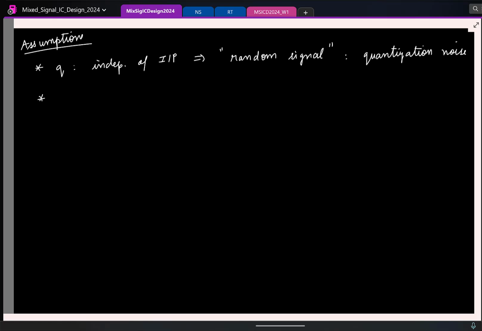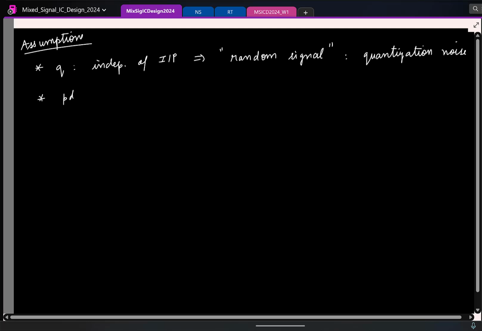What is the simplest PDF you can assume? I mean, the Gaussian distribution equation is e power minus x square and so on. What is the simpler distribution? Uniform, right? So we'll assume that this has a uniform PDF. So basically its distribution, or I'll say probability density function, is constant.